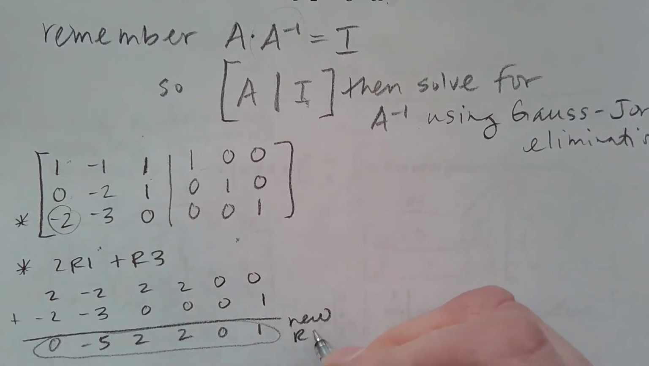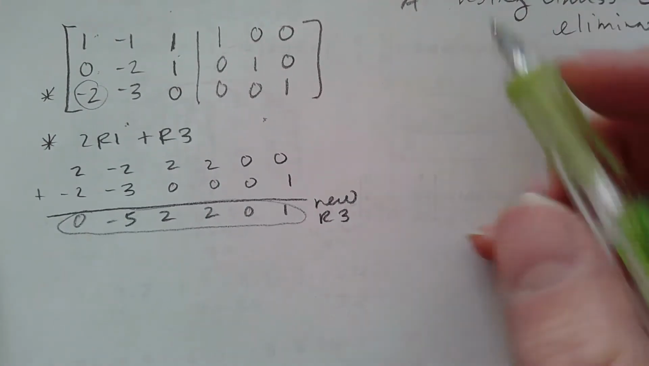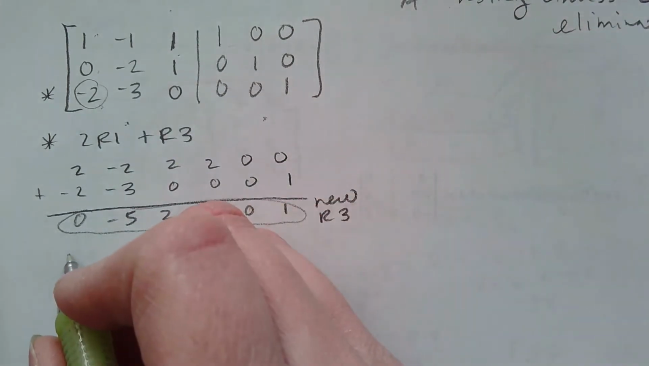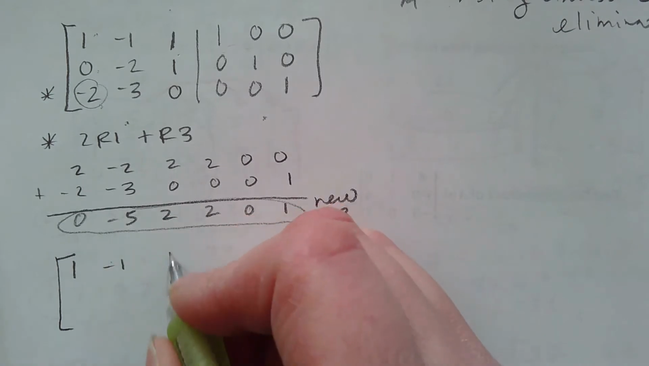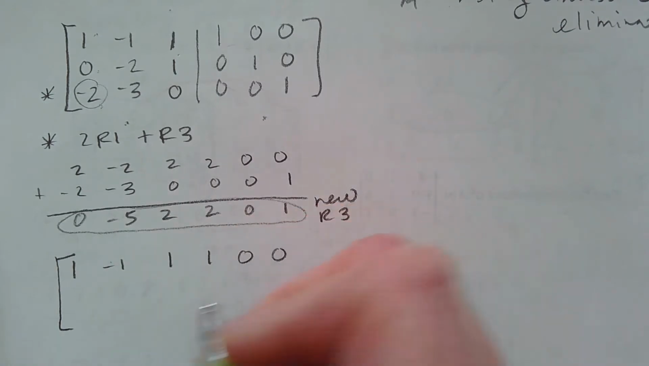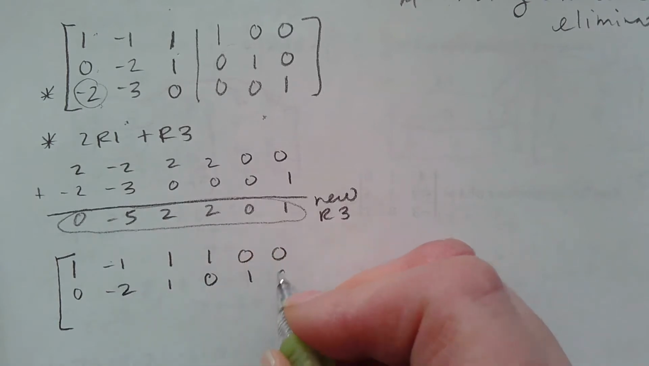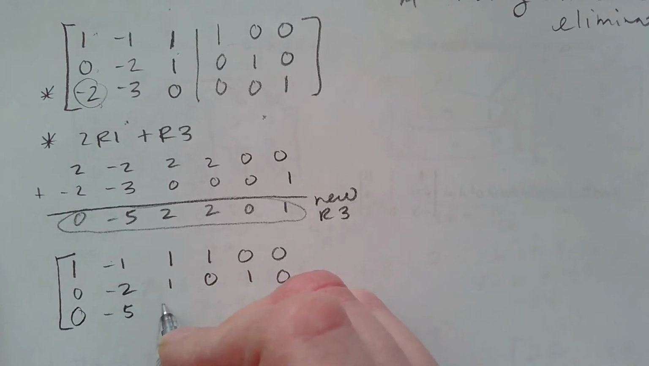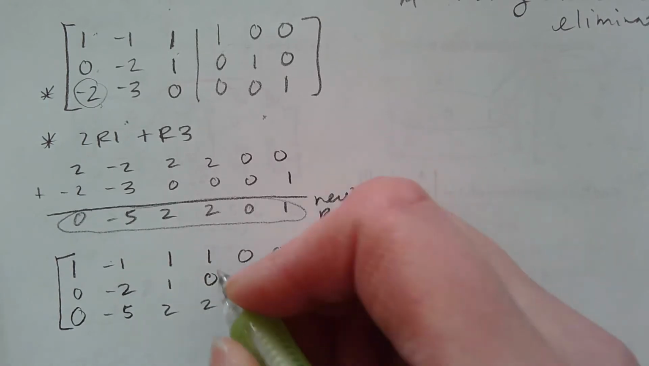So you do not have to write this down, but I know it's really helpful to my students. That's my new row 3. So now that I've done everything in that column that I needed to do, I only needed to cancel out this number, I rewrite my matrix. So every time I finish with a column, I rewrite. And I didn't do anything with row 2. I only changed my row 3. And my row 3 is now -5. Let's see, 2, 2, 0, 1.